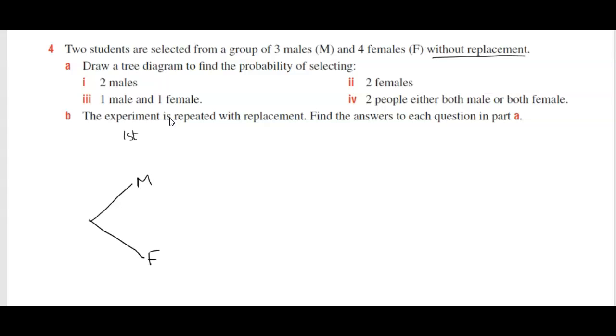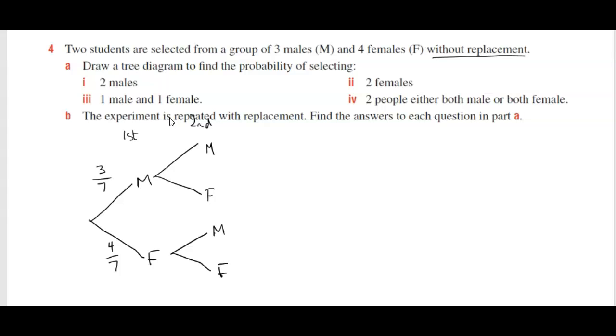Now, first of all, we've started with 3 males, so it's 3 out of a possible 7 people. So 3 out of 7, and then 4 females, so 4/7. Remember, they have to add up to 1. So 3/7 and 4/7 is equal to 1. Good, I haven't made any mistakes. And then we've got to choose the second person. So your second person here can be male or female, male or female.